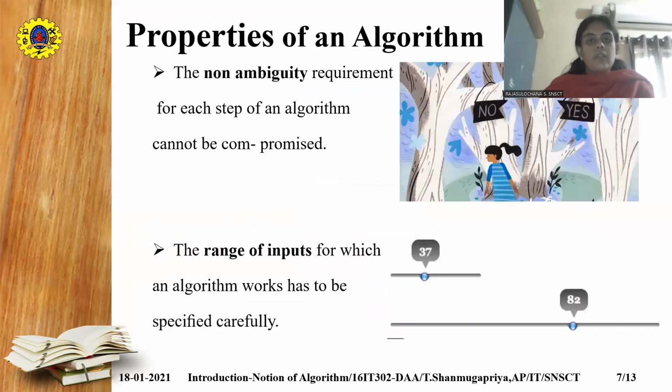So what are the properties of an algorithm? As we have discussed in a slide before, it has to be unambiguous, which means that none of the steps of the algorithm should be compromised. The second property is that the range of input given to the algorithm has to be specified carefully. We cannot simply say that certain input will be given for this algorithm. We have to specify the range, for example, the size of the input is 10 or the size of the input is 20. Like that, we have to specify the exact range of inputs to the algorithm.